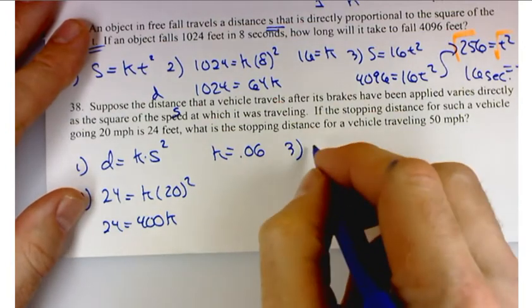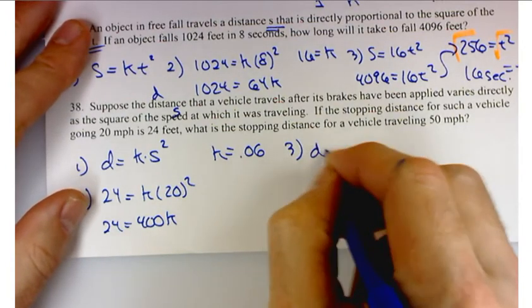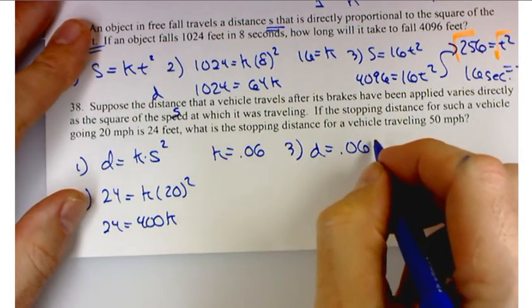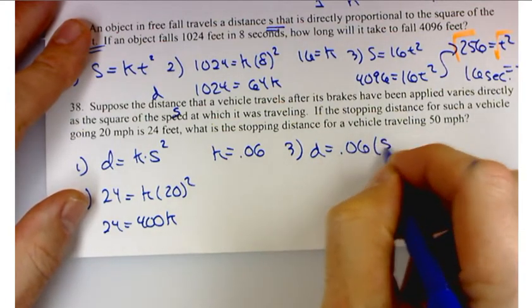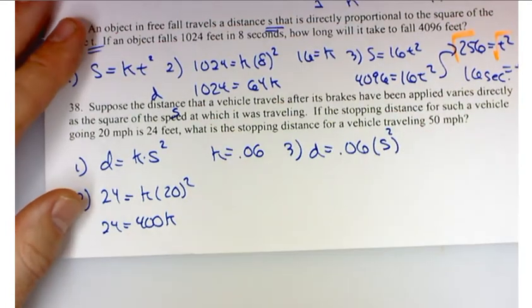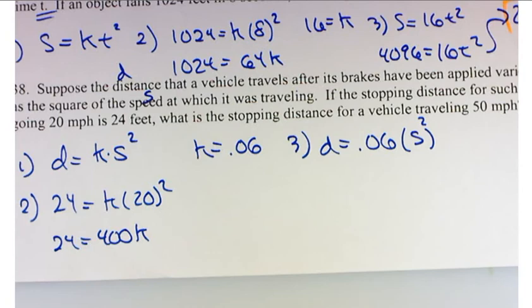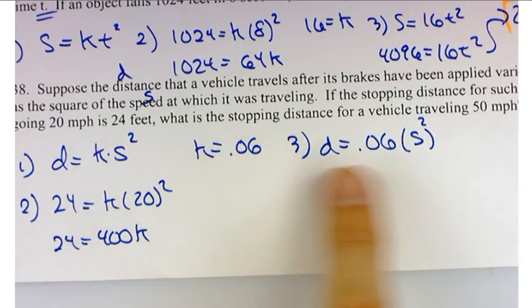Let's put that into our model. Our model is now very specific to this problem. Distance equals 0.06 times s squared. I didn't need to write that in parentheses, my bad. But now we're ready to answer the last part of this. And what you should see here in these first two examples is kind of a nice pattern. Figure out the model, determine k, and then answer one last question.